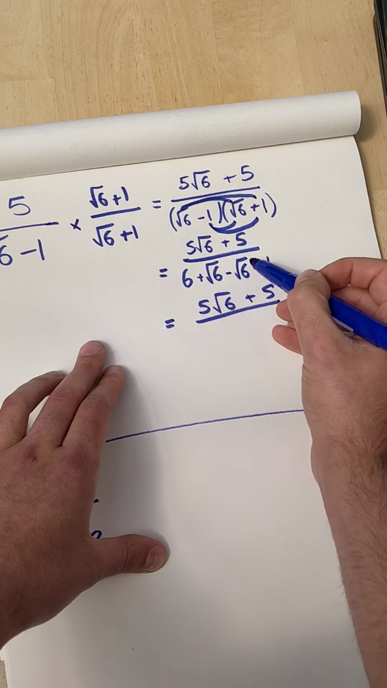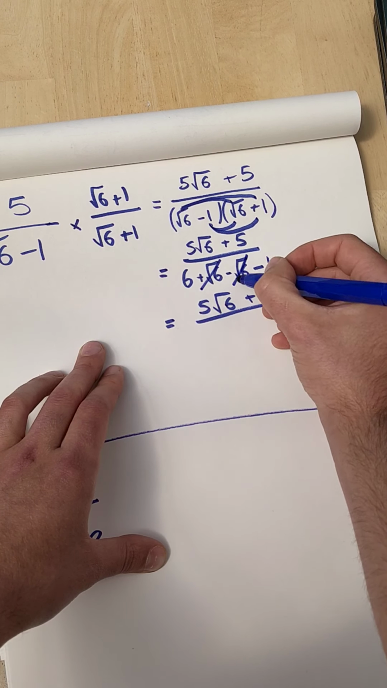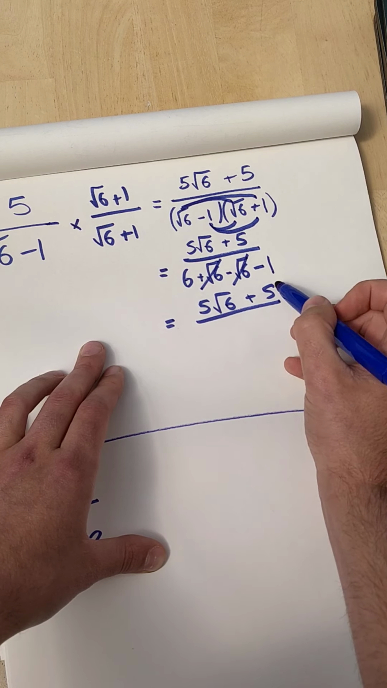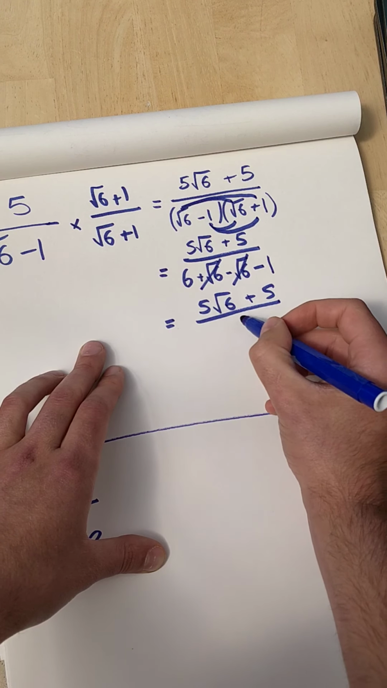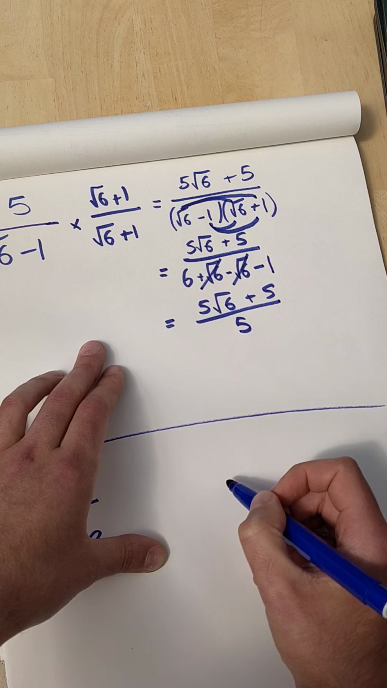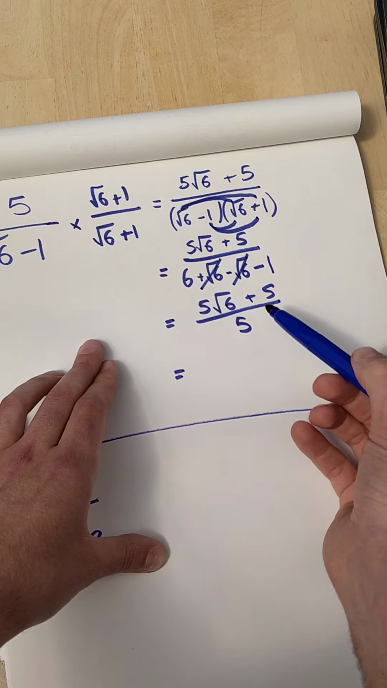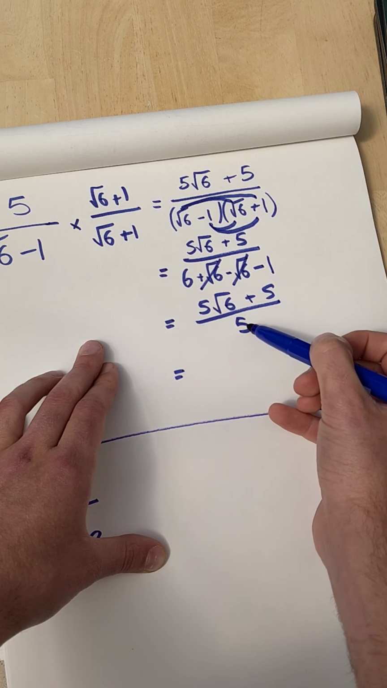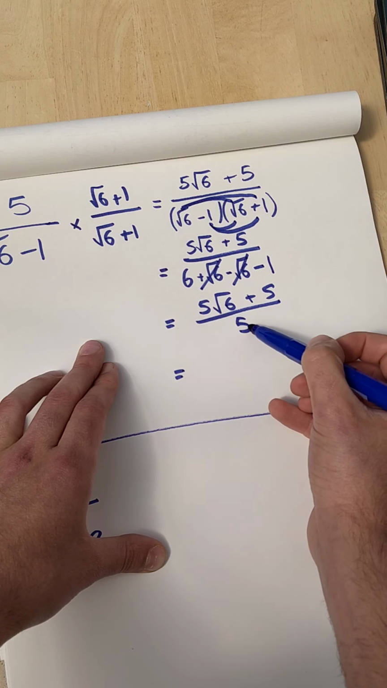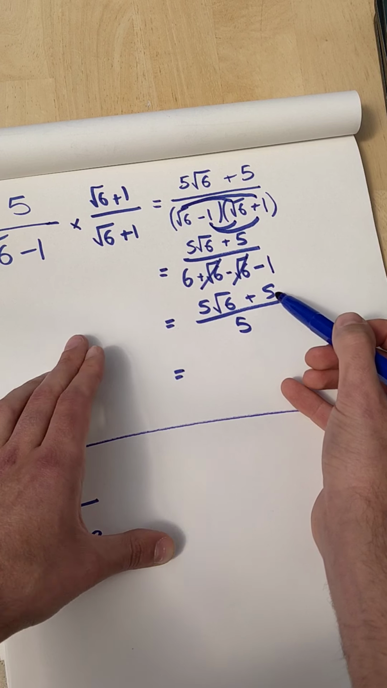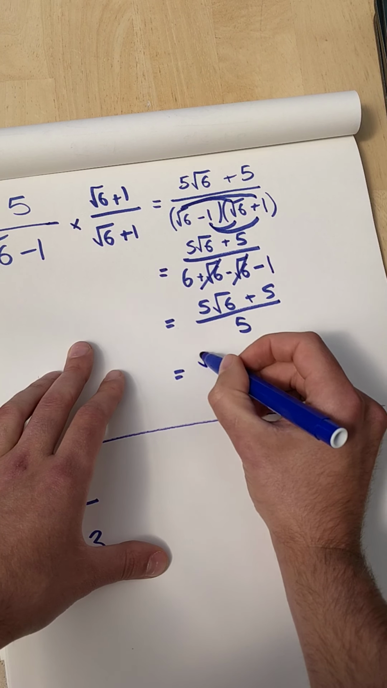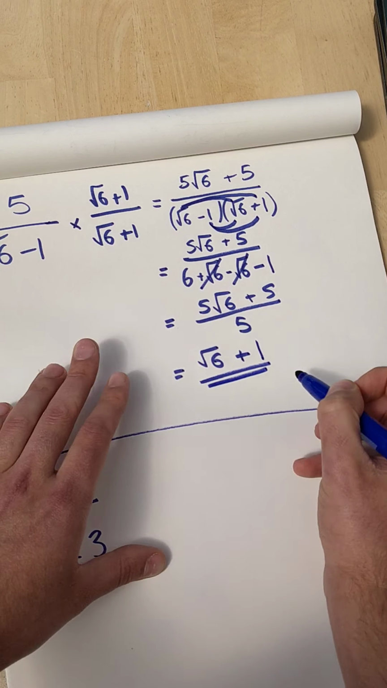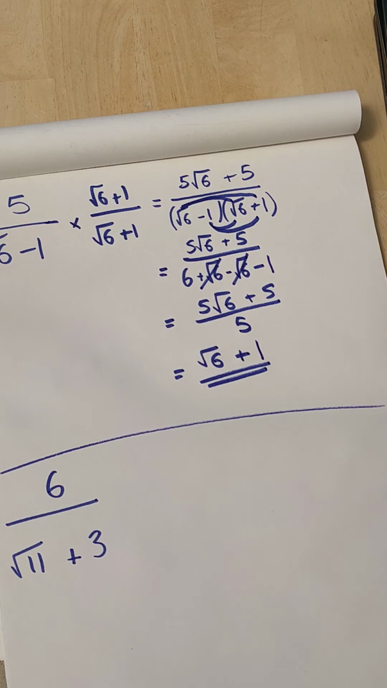So these two, plus root 6 take away root 6, they cancel each other out. And all I'm left with is 6 plus negative 1. So 6 take away 1, and that is 5. Okay, now I'm not done there. You can probably see how this is going to simplify. So 5 and that 5 are going to cancel out, but that 5, the whole thing can basically be divided by 5 here, and I get root 6 plus 1. And that is my answer for that one.